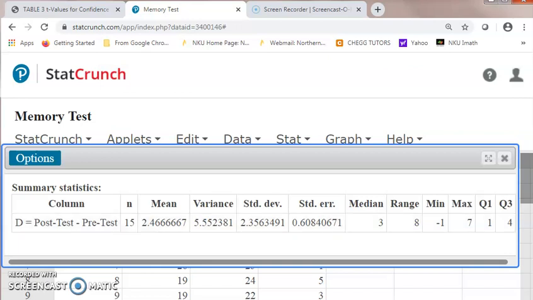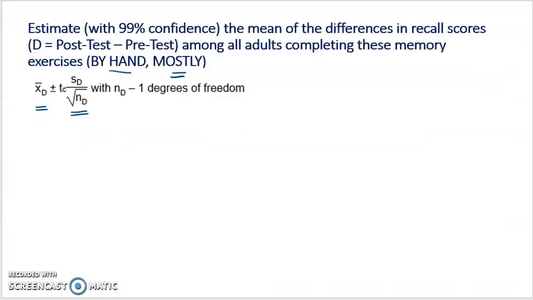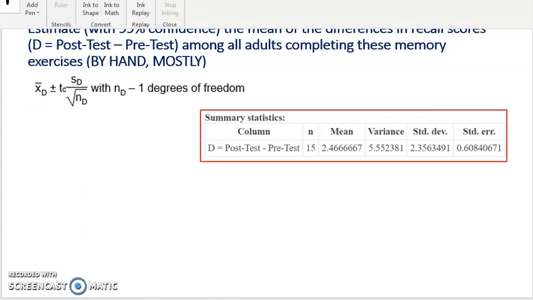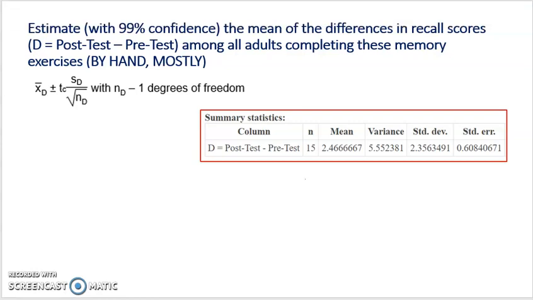Okay, what I've done is I've created that on this page. So here it is. Here's the column of differences. This is copied from StatCrunch. The N, the sample size, is 15. We've got 15 individuals. X bar of D is the sample mean in that table. S of D is the sample standard deviation.